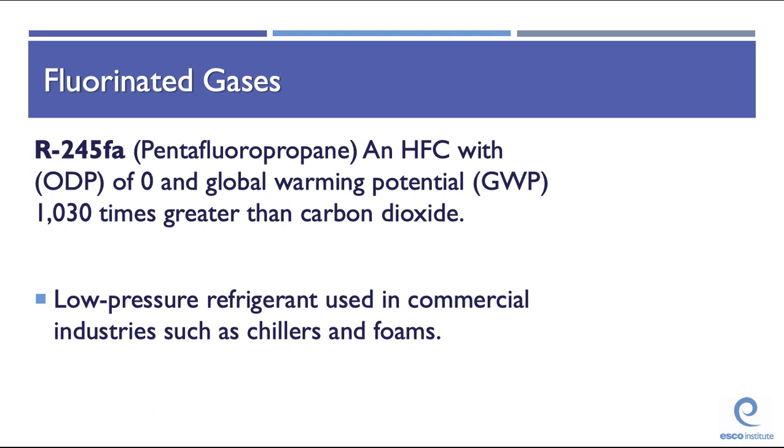R245FA is an HFC with 0 ODP and a global warming potential 1,030 times greater than carbon dioxide. It's a low pressure refrigerant used in commercial industrial process chillers in place of R11, and in foams. Okay, so if you're using this gas, it has a 0 ODP because there's no chlorine in it, but it has an extremely high GWP, 1,030 times higher than carbon dioxide, which has a GWP of 1.